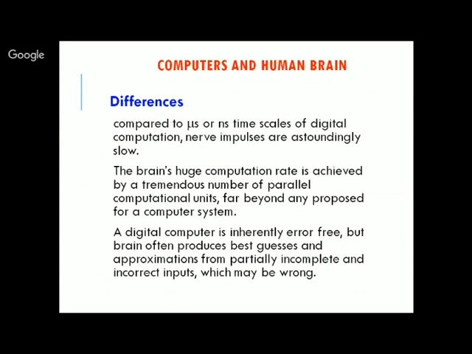Next, a digital computer is inherently error-free. We cannot always say that a right input will give you the right output, but the brain is not like that. The brain often produces best guesses and approximations from partially incomplete and incorrect input. So, as in that first slide I told you, it takes into consideration partial truths. Our brain can work on approximations, on best guesses. That capability is not in a digital computer. So our main aim is to impart that capability into our machine so that it becomes intelligent, or what we call an artificial intelligent system.